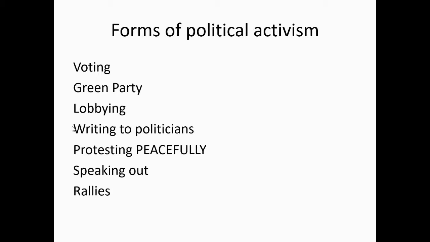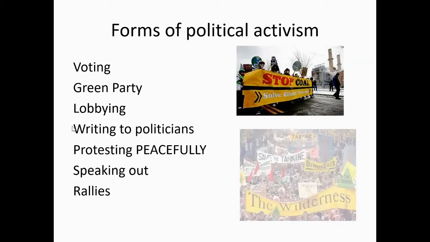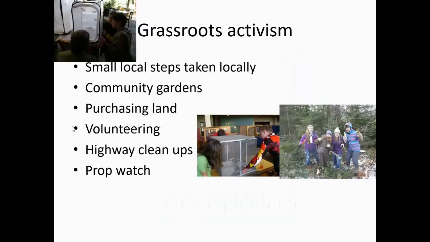So here are forms of political activism. So voting, the Green Party, except for when it splits the vote and causes problems, thanks to people like Jill Stein. Lobbying is, any of you can go to the state capitol and badger and harass politicians to protect things that you think are worthy of protecting. You can even contact city council. You could be on city council once you're 18. Writing to politicians, protesting, speaking out, rallies. So these are all really awesome examples of activism.